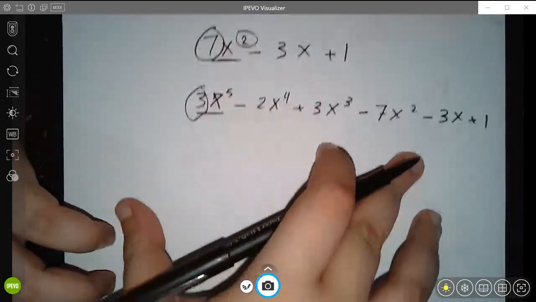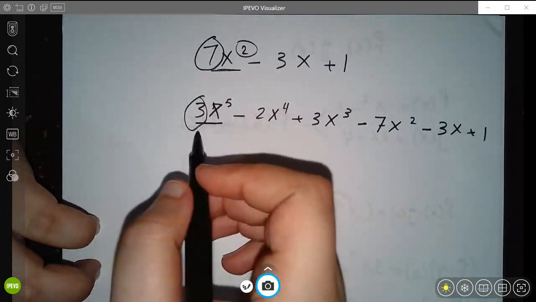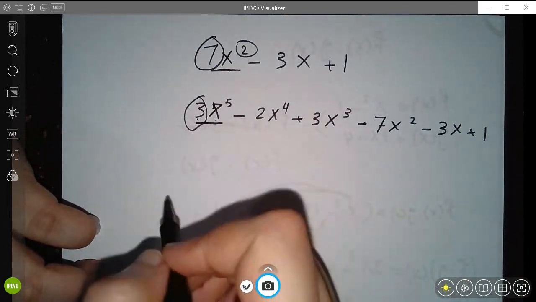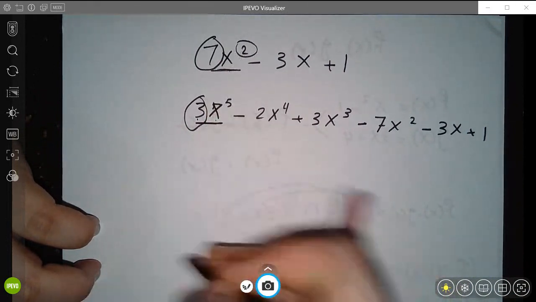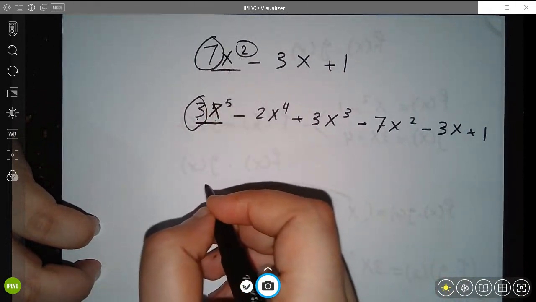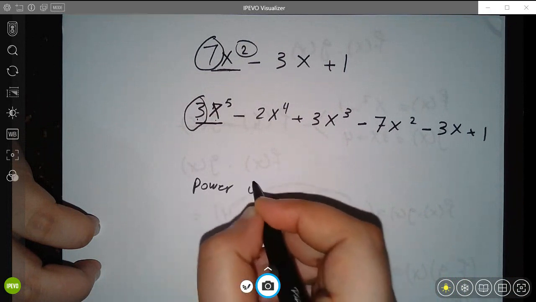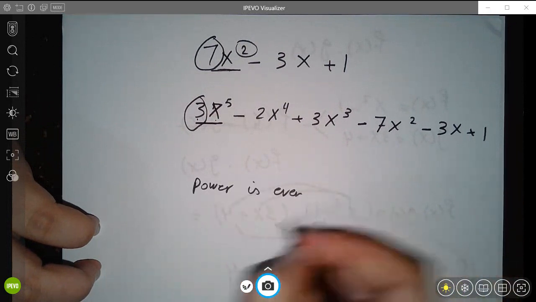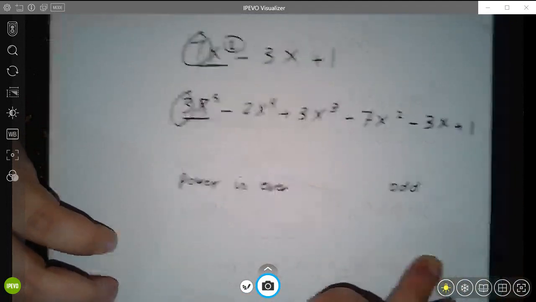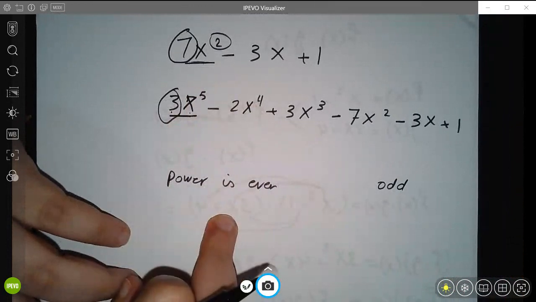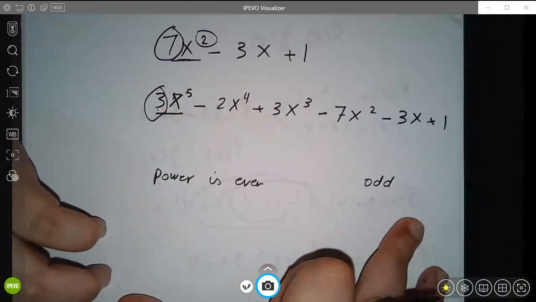Now, the trick here is that you need to look at both these things. You need to look at the number and you need to look at the power. If the power is even or if the power is odd. So you have two possibilities. If the power is even or it's odd. Yes? So if it's even, two things are going to happen. And if it's odd, two things are going to happen.